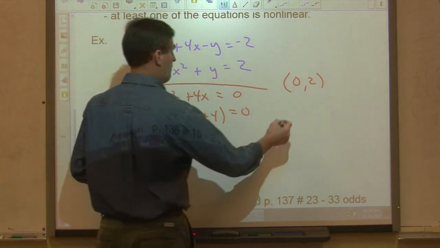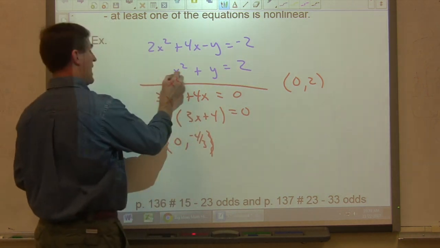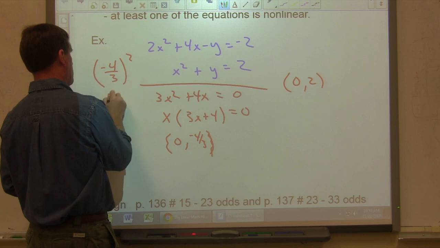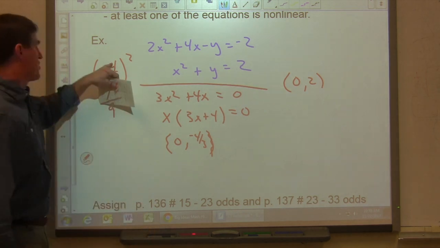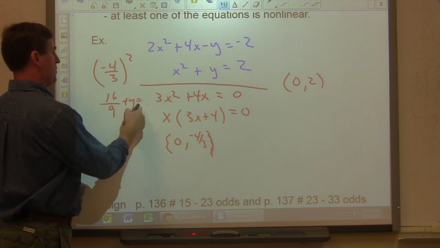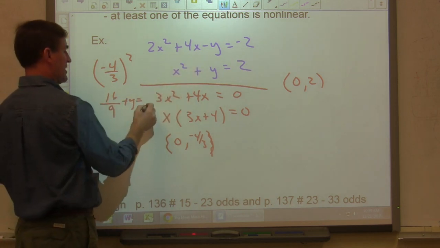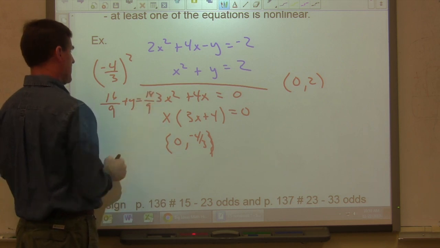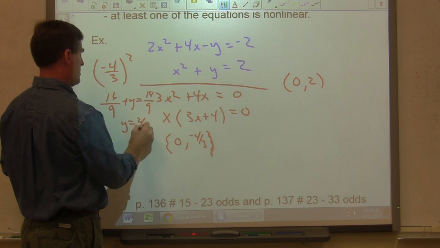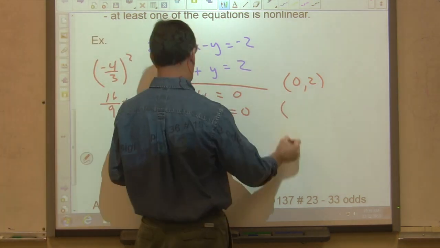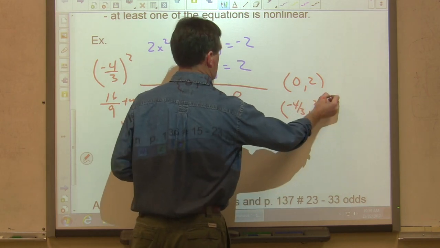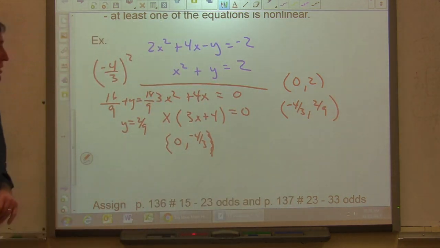And if we plug in -4/3, so -4/3 squared would be 16/9. Remember, you have to square the top and the bottom. Plus y equals 2. But I'm going to change that 2 into ninths. So that would be 18/9. Subtract 16/9, and that would be y equals 2/9. And so we get -4/3 and 2/9. And so those would be our solutions.